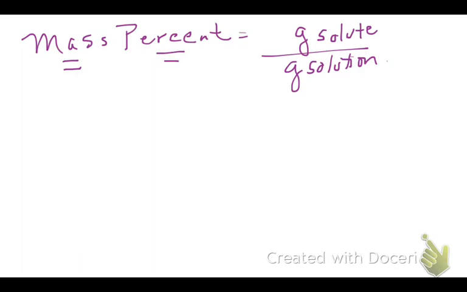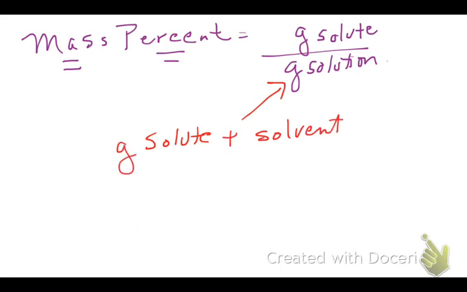Now, remember, what is that solution made up of? It is made up of a solute, the substance that is dissolved in the solvent. So the grams of solution is going to be the grams of the solute plus the grams of the solvent. And since it's a percentage, we're going to have to multiply by 100%.